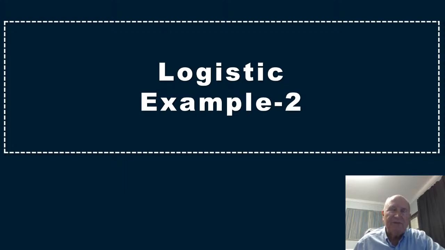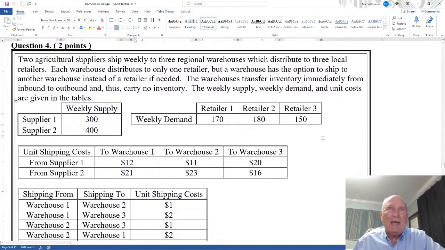Hello. This video is working an example in logistics, example number 2. So let's bring up the problem. Two agricultural suppliers ship weekly to three regional warehouses, which distribute to three local retailers.